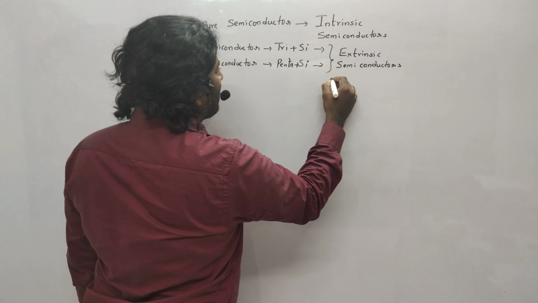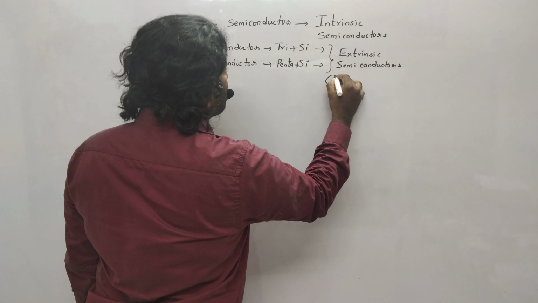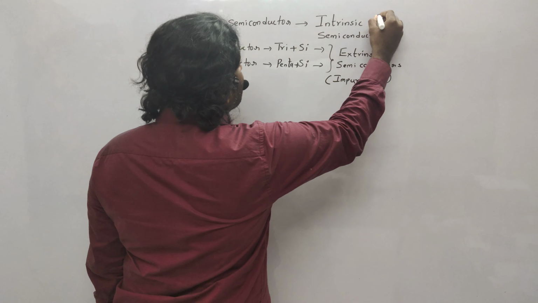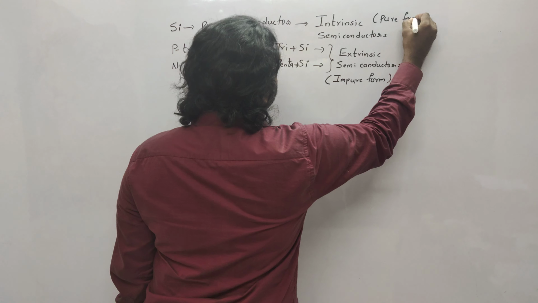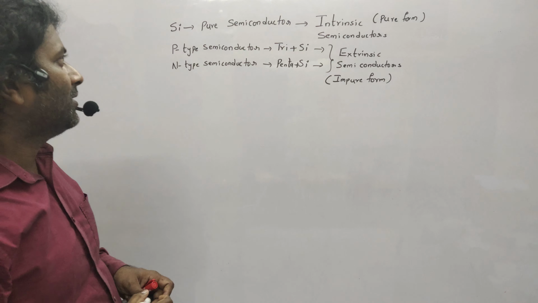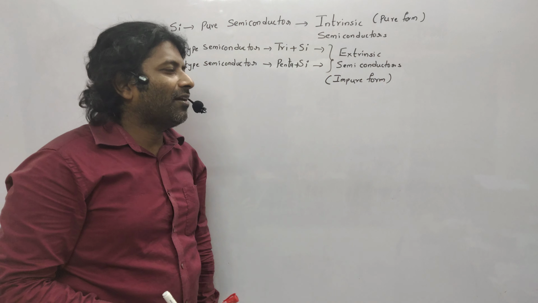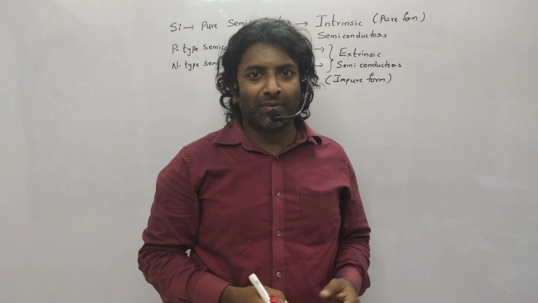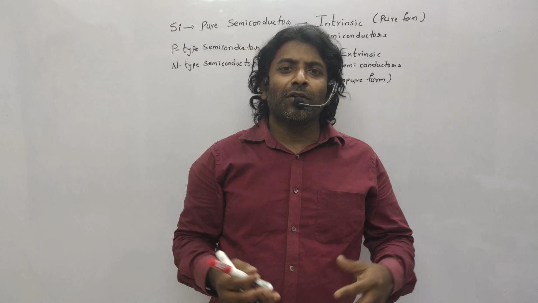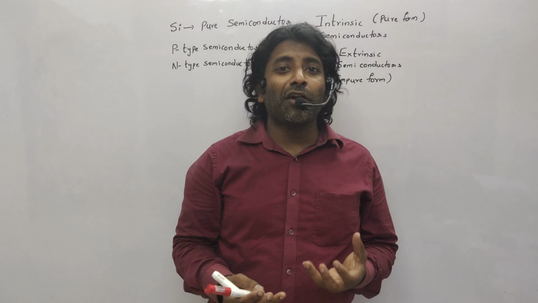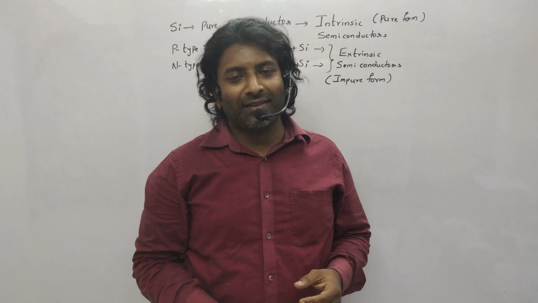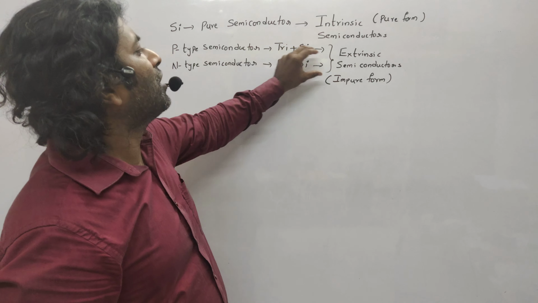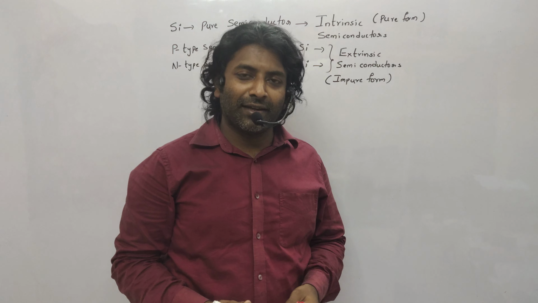Extrinsic semiconductors are not pure, meaning they are an impure form of semiconductor. Intrinsic semiconductors are the pure, purest form. Examples of intrinsic semiconductors are silicon, germanium, etc. Purest form, not bonded with anything, not doped. Semiconductors which are not doped are considered intrinsic. Semiconductors which are doped are called extrinsic semiconductors.